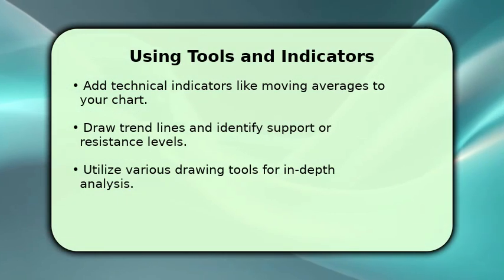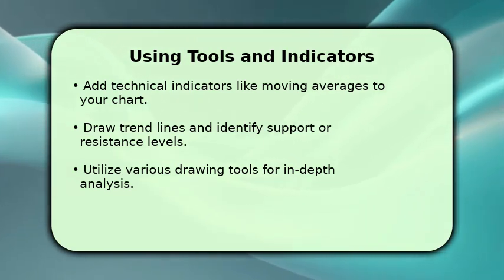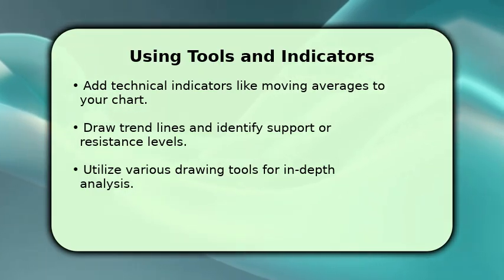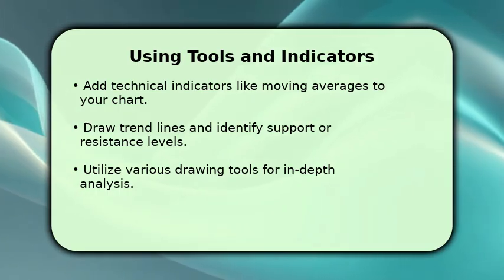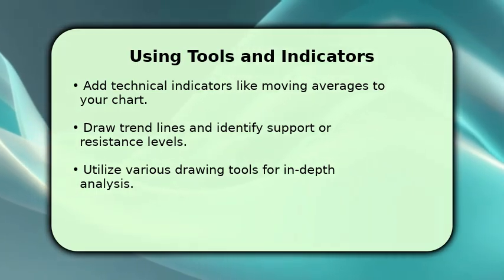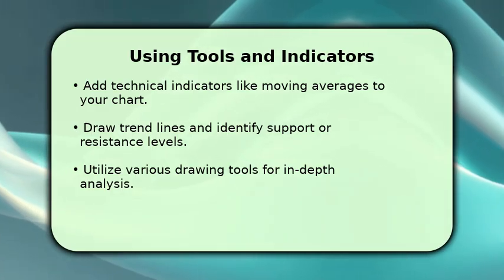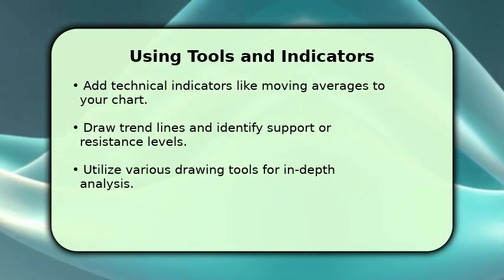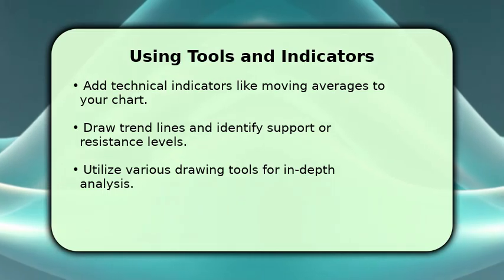Now, let's explore the powerful tools and indicators available. You can add technical indicators, such as a 20-period moving average, directly to your chart to help identify trends. Use the drawing tools to mark trend lines, pinpointing potential support and resistance levels. There are many other drawing tools, like Fibonacci retracements, to assist with your analysis. These features are essential for making informed trading decisions based on technical patterns.